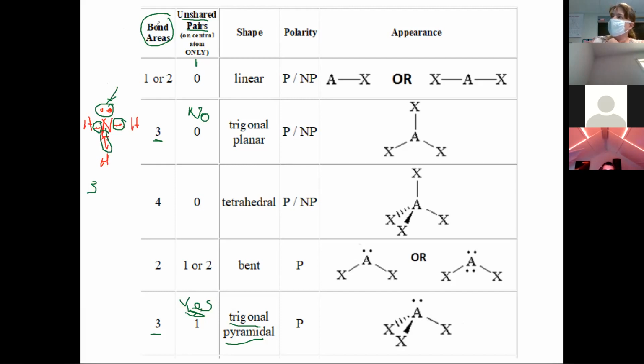Does anyone have a question about what a bond area is, what an unshared electron is, what the central atom is, and how we look at things around the central atom? Are we good with that? We're going to do more practice to make sure you're comfortable. All right, let's do some more practice then. Here's NH3. I actually have that one on the next slide, but we'll skip that one since I did it here.